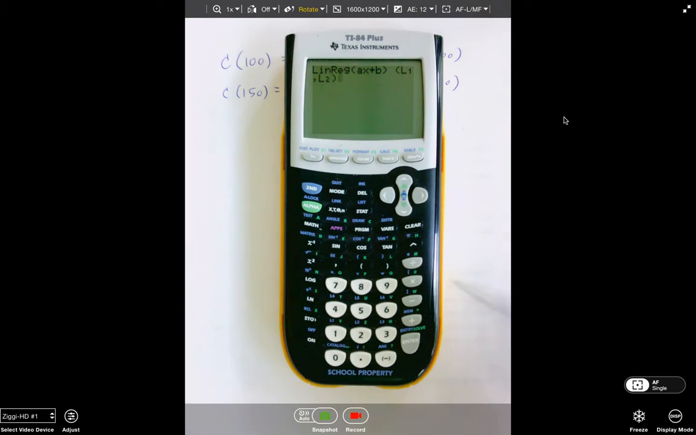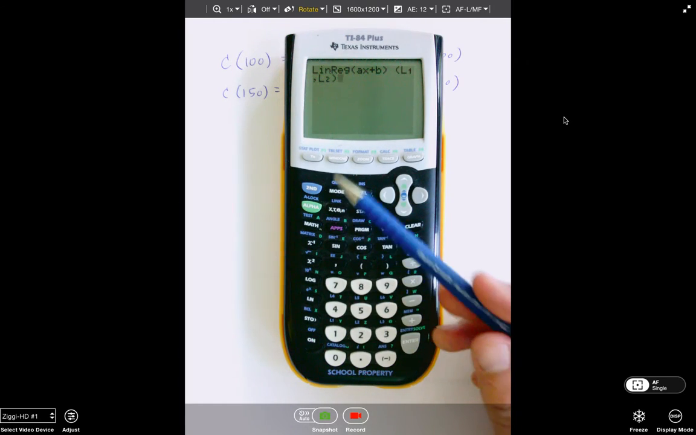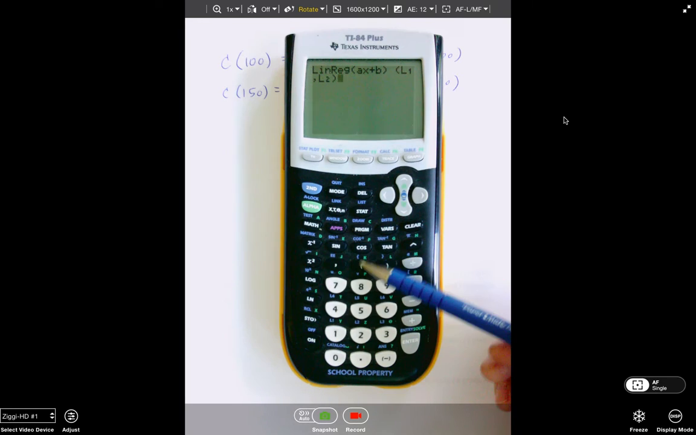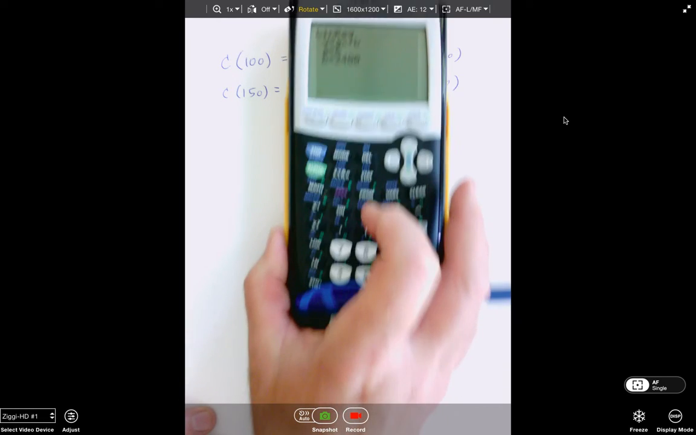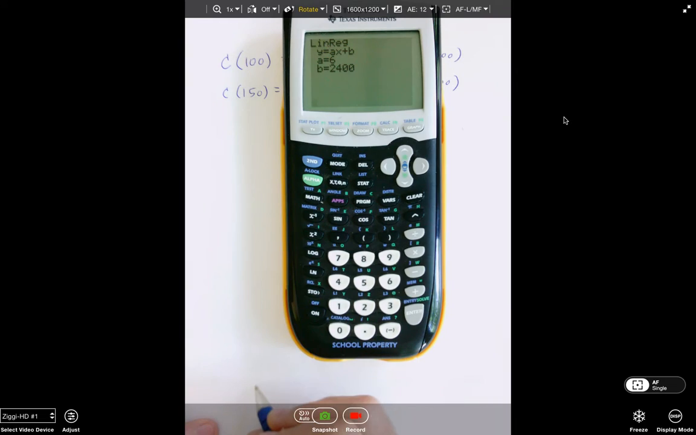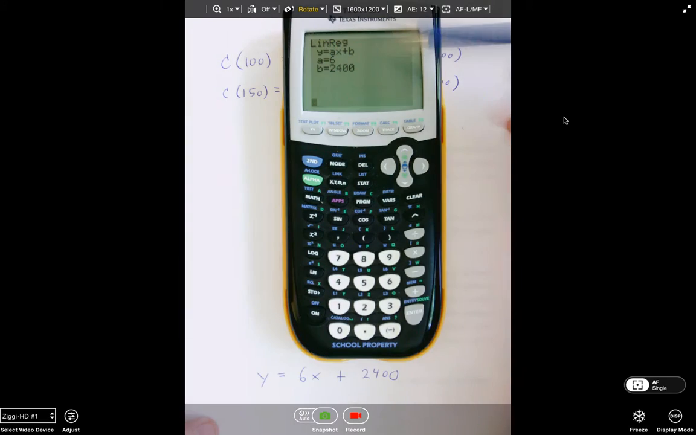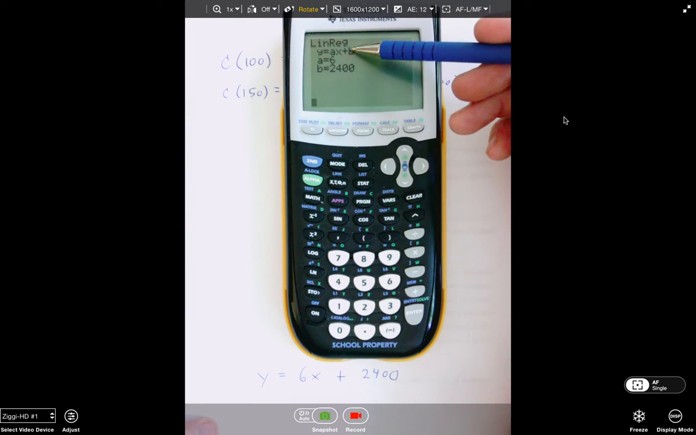And again, guys, right down here, you've got L1, you've got L2 that can be accessed by hitting the blue key first. And right there is your comma key. Now, what we got here on the calculator is we have the y equals 6x plus 2,400. Guys with me? Put the 6 in for A, the 2,400 in for B. And we got our answer, right?